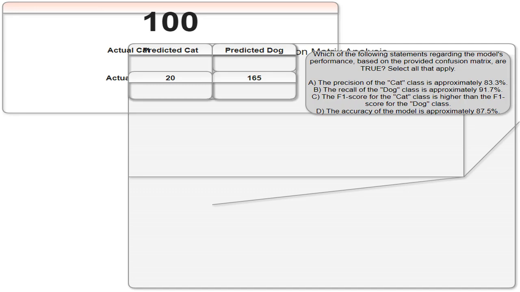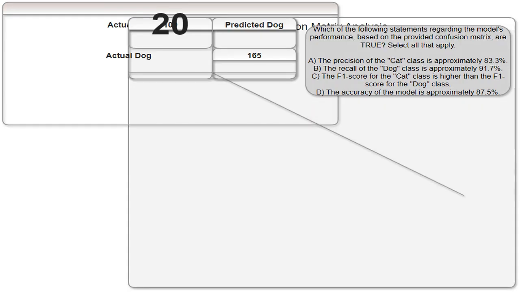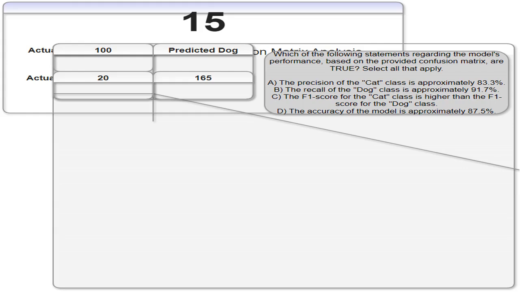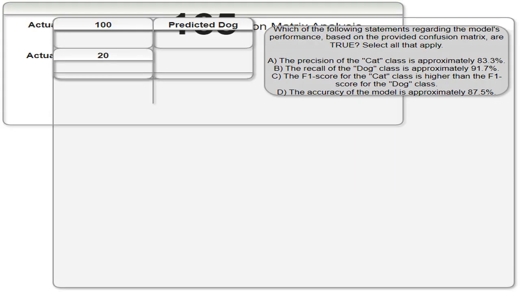The model correctly predicted 100 cat images as cats. This is a true positive, TP, for cats. The model incorrectly predicted 20 cat images as dogs. This is a false negative, FN, for cats. The model incorrectly predicted 15 dog images as cats. This is a false positive, FP, for cats. The model correctly predicted 165 dog images as dogs. This is a true positive, TP, for dogs.